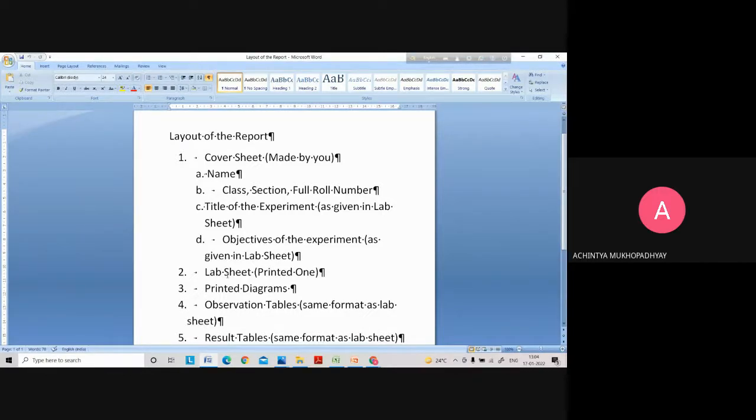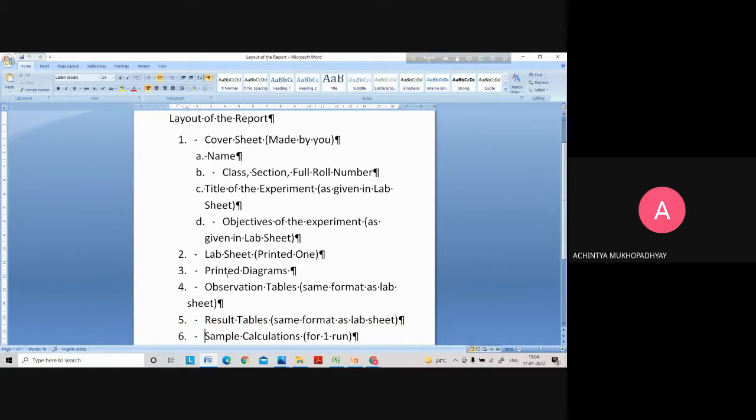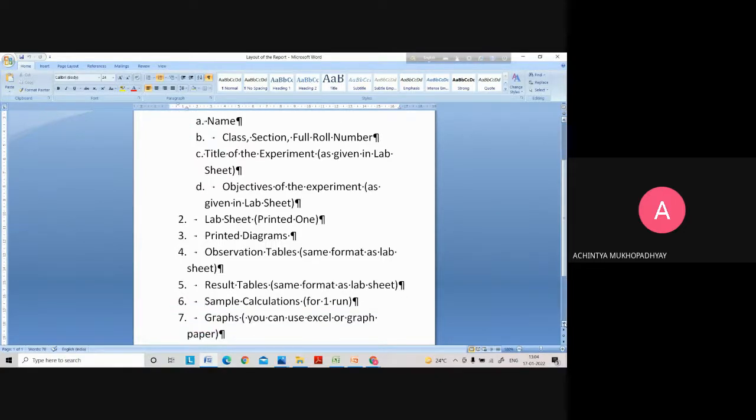Then the observation tables, you make an observation table. You can do it by hand. It should not be typewritten; rather, you do it by hand. The observation tables should be in the same format as in the lab sheet. If you are doing it for 4 different power levels, the observation table should contain all the details. But then there should be a sample calculation for one run. You do all the detailed calculation, all the calculation steps. That is called sample calculation. You do that.